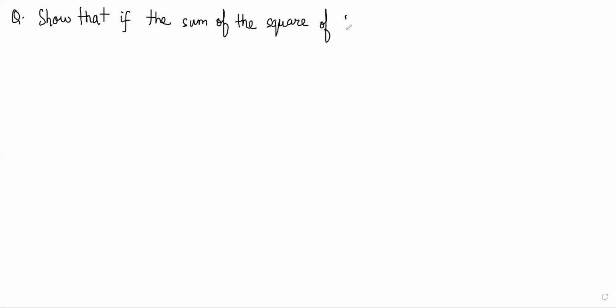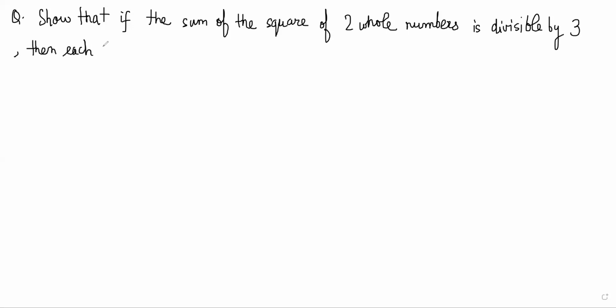Show that if the sum of the squares of two whole numbers is divisible by 3, then each of them is divisible by 3. This is proving a property similar to the previous question, I think.